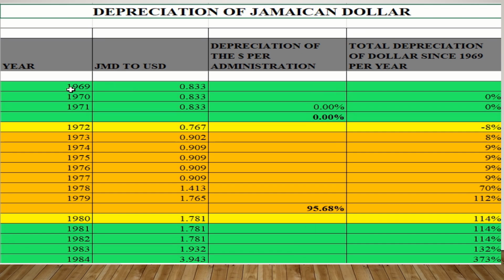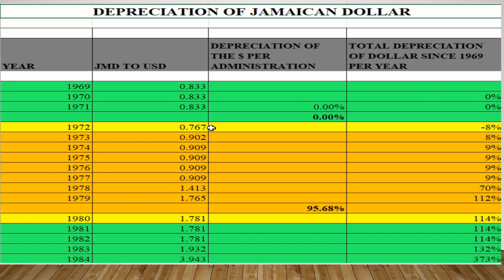Between 1969 and 1971, the Jamaica Labour Party was in power. The value of the Jamaican dollar to the US dollar was 0.833 for all those years, so there was no depreciation of the Jamaican dollar. The Jamaican dollar even appreciated in 1972 by 8%. So 1 US dollar could only buy 0.767 Jamaican dollar, or in other words, it took only 0.767 Jamaican dollar to purchase 1 US dollar in 1972, right? There was an election in 1972. The People's National Party came into power.